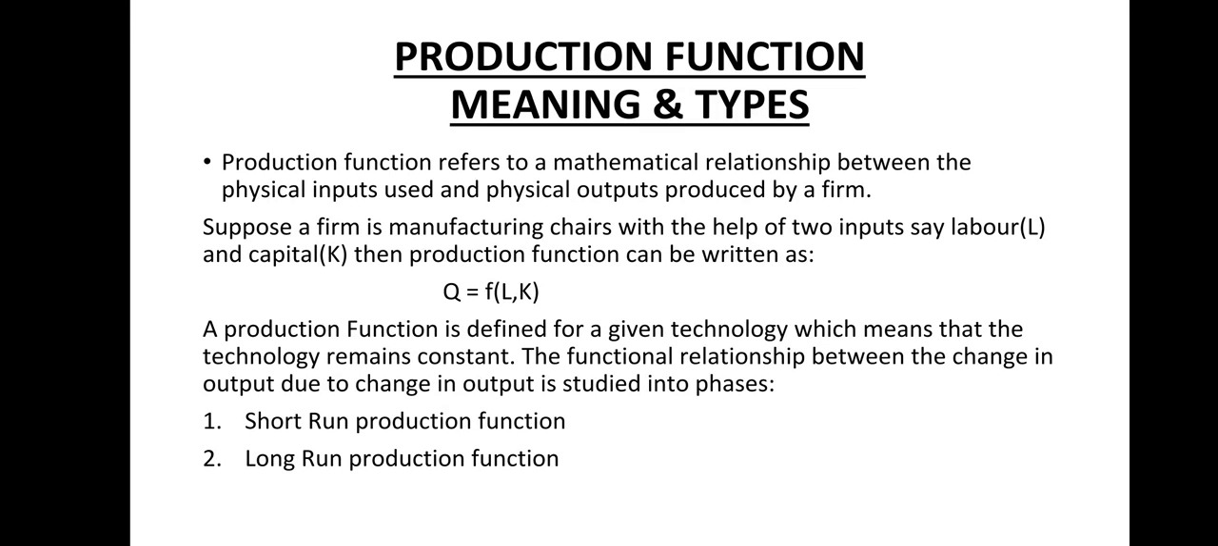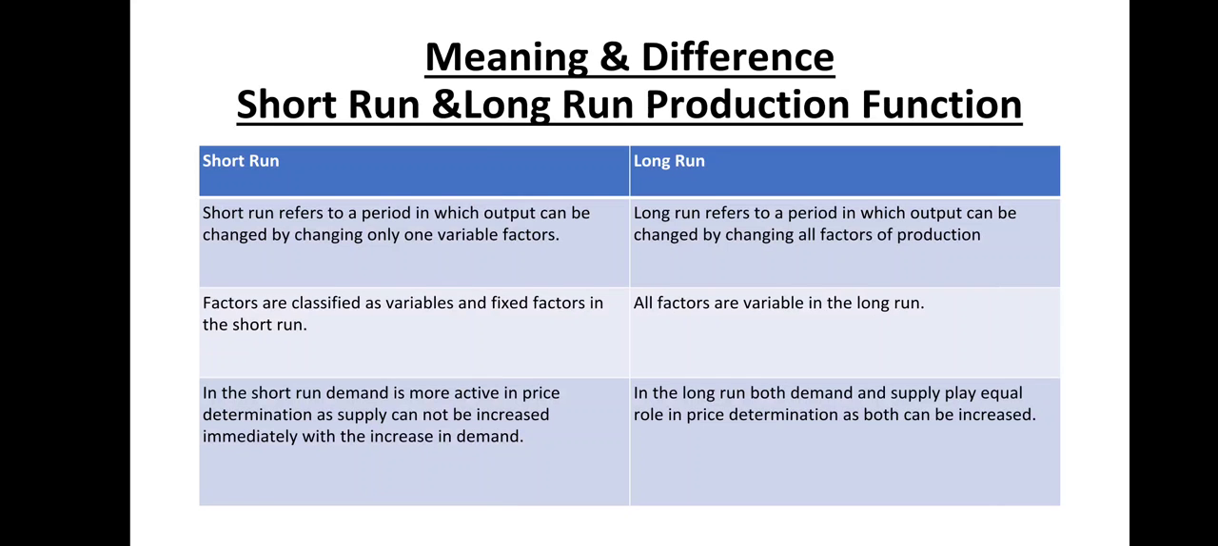Here we assume that the technology remains constant. But if technology improves, then the production or output also increases. So technology in the short run is assumed to be constant. Here I have used the word short run. So here we are studying the production function in two phases, that is short run production function and the long run production function. This is our next slide, which will cover the difference and the meaning of short run and long run production function.